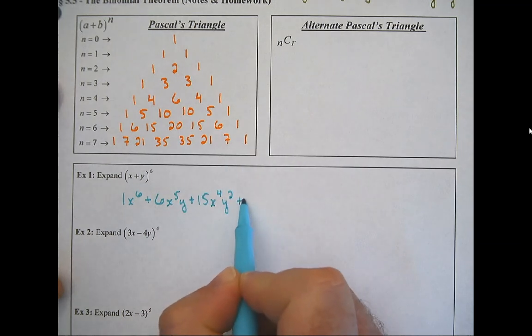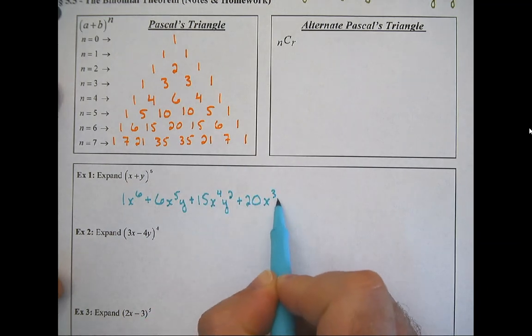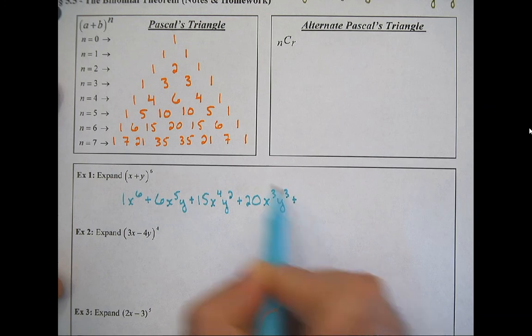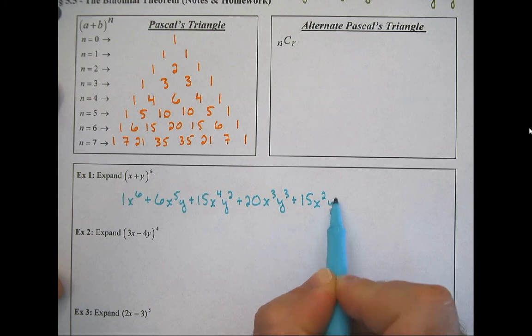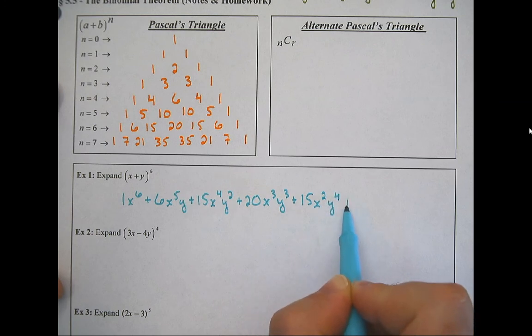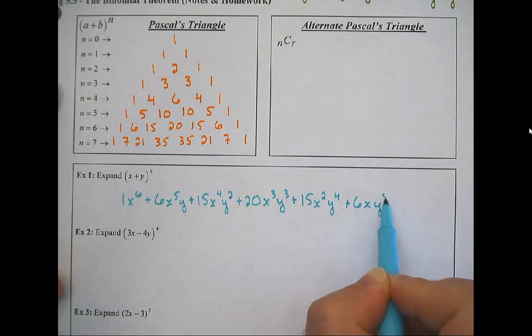The next coefficient is 20. The x goes down by 1. The y goes up by 1. The next coefficient is 15. X goes down by 1. Y goes up by 1. The next coefficient is 6. X goes down by 1. Y goes up by 1.